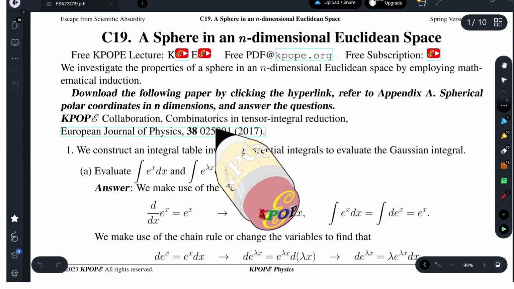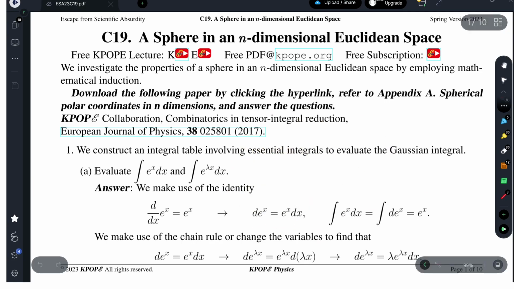You can click this paper. This paper deals with much more complicated objects defined in the n-dimensional Euclidean and Minkowski space. It will be quite useful if you are more interested in n-dimensional space.